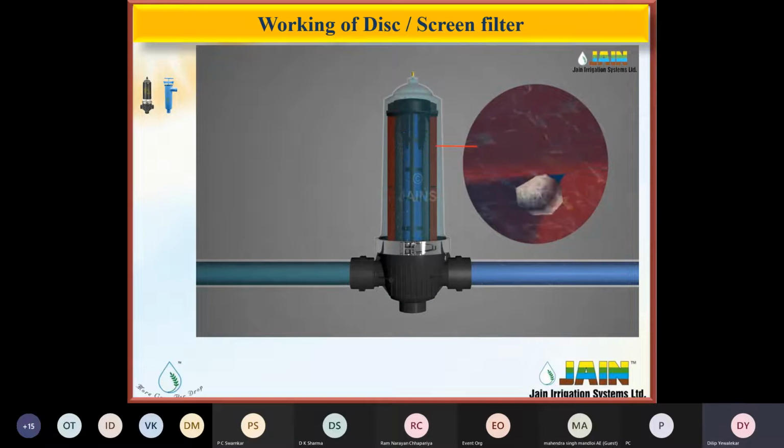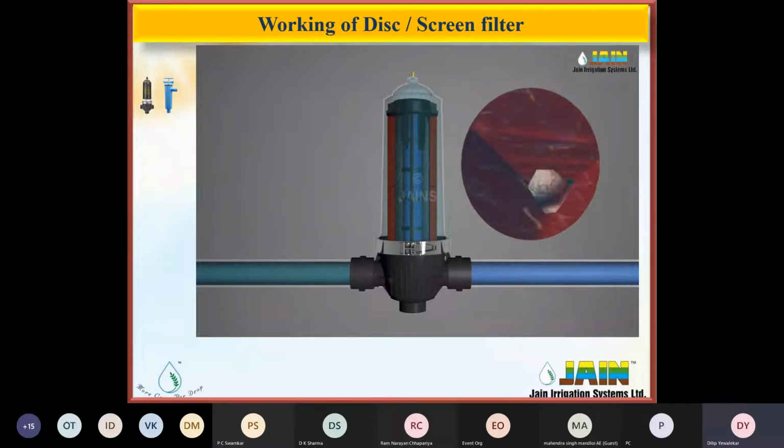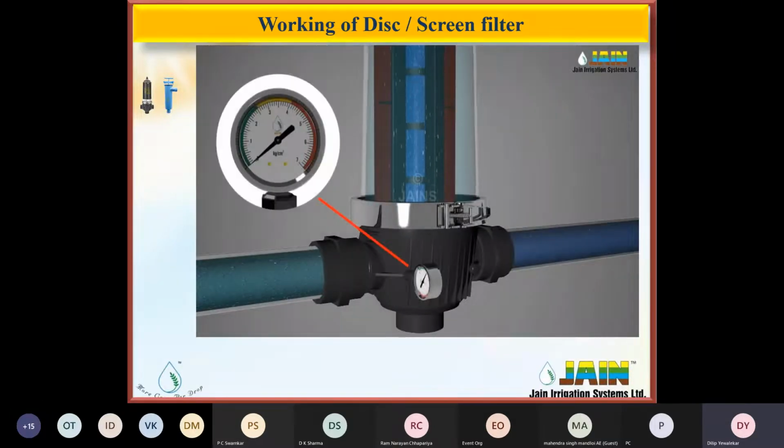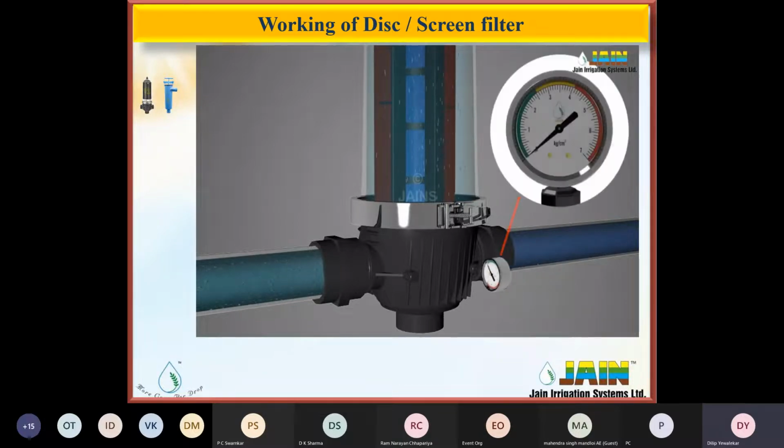This disc filter and screen filter is called a dimensional filter. That means it will separate only the physically heavier, larger size particles. But this filter does not separate algae. To separate algae, you require a sand filter. Sand filter is a three-dimensional filter.